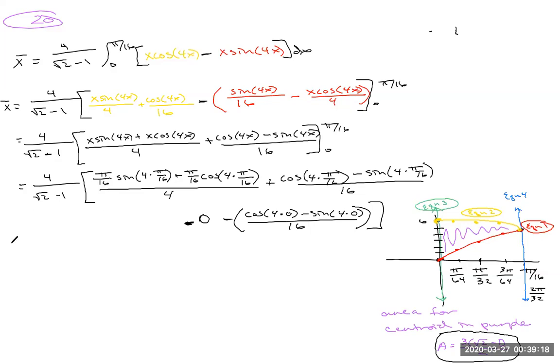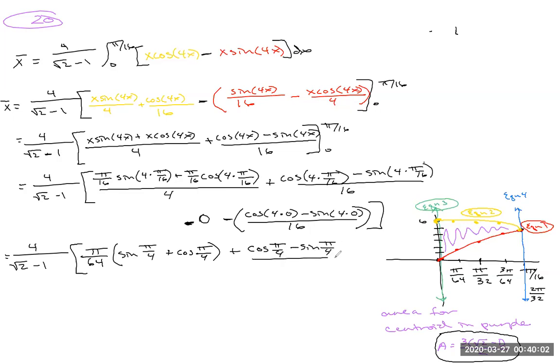All right, so we get a lot of stuff here, right? Pi over 16 you can factor out and then divide by 4. That becomes pi over 64. And then you're multiplying by sine of pi over 4 plus cosine of pi over 4. And then over here, we have cosine of pi over 4 minus sine pi over 4, all divided by 16. And then from the part you're subtracting, you have cosine of 0 minus sine of 0 over 16.